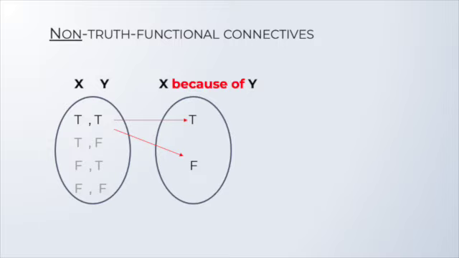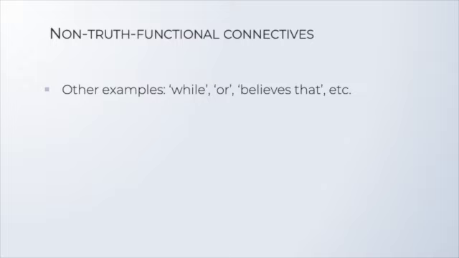So in the case of because, the truth value of the whole doesn't depend exclusively on the values of the components. There are additional considerations to be taken into account. Therefore, because is not a truth functional connective. Other examples of non-truth functional connectives are while, or believes that, or many others. One assignment for you is to come up with examples of non-truth functional connectives in English or in any other languages that you know.